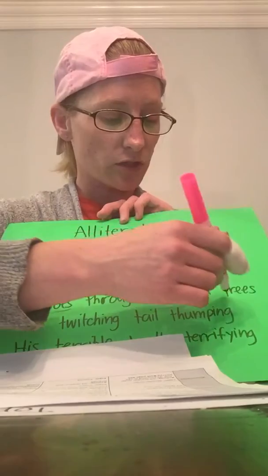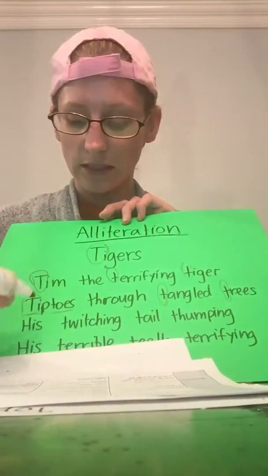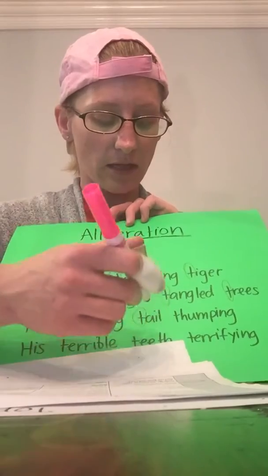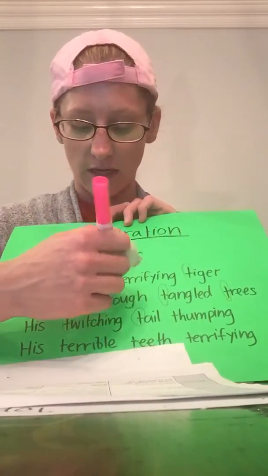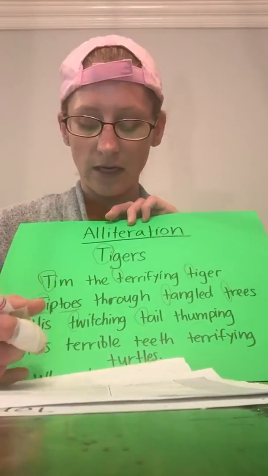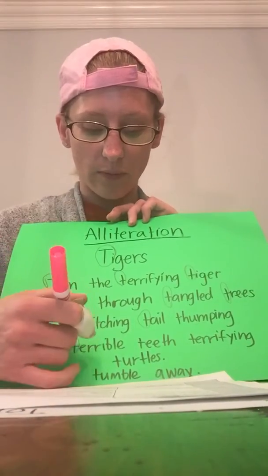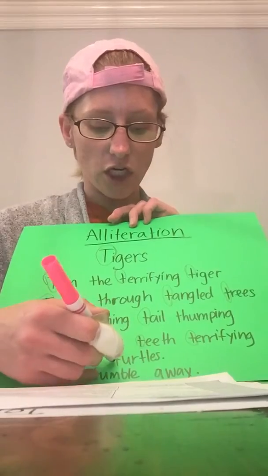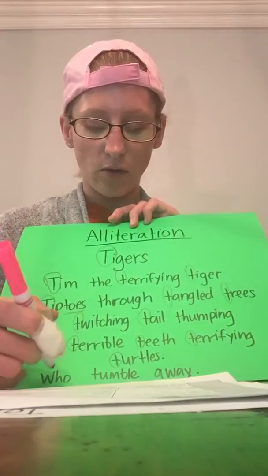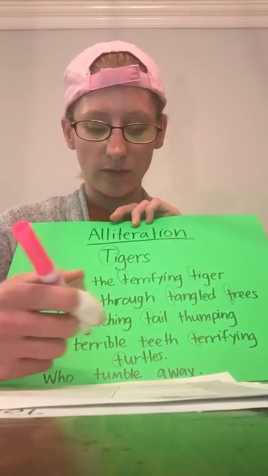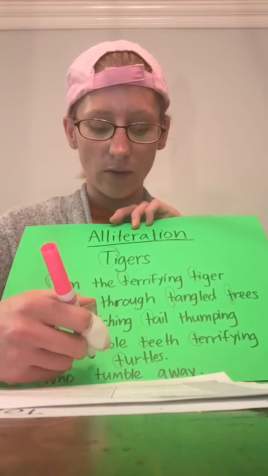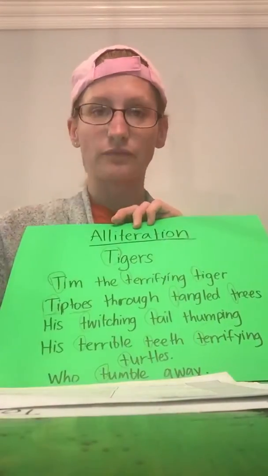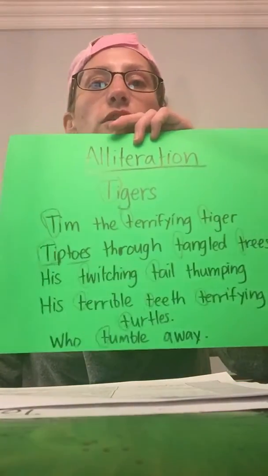Tangled trees. His twitching tail. Thump, that's a th. Thumping. His terrible teeth. Terrifying turtles. Who definitely does not start with T. Who tumble away. That's how you're going to do your alliteration.